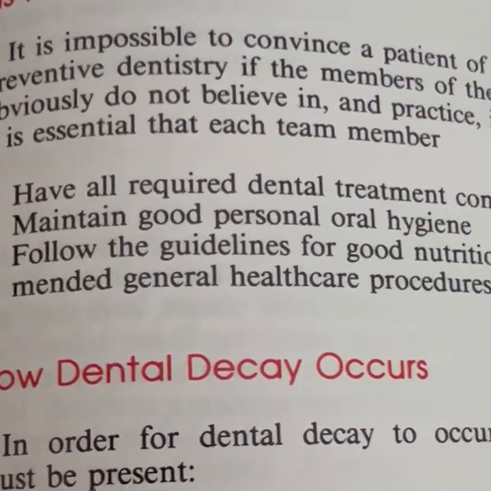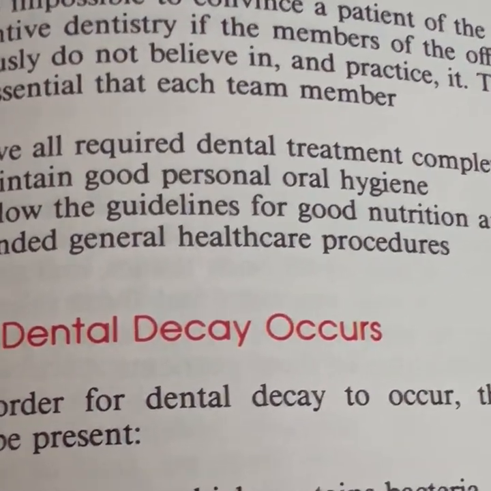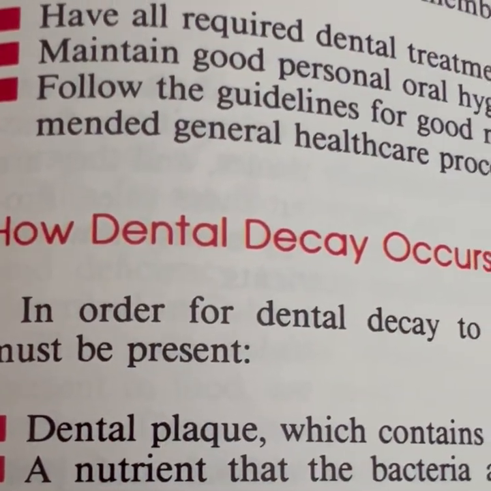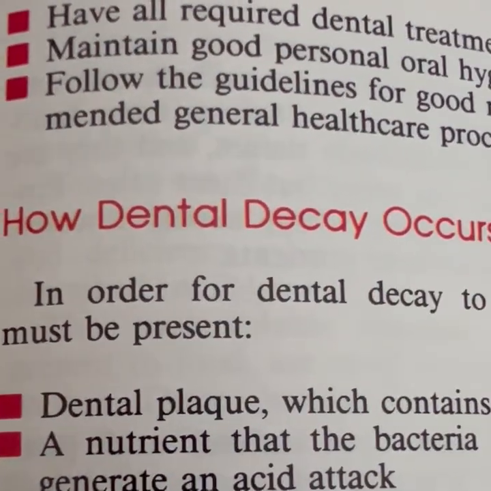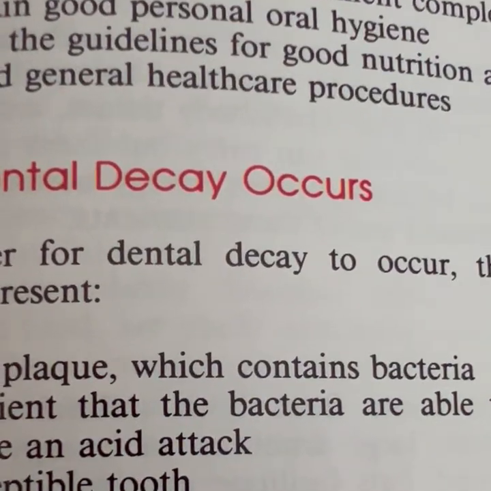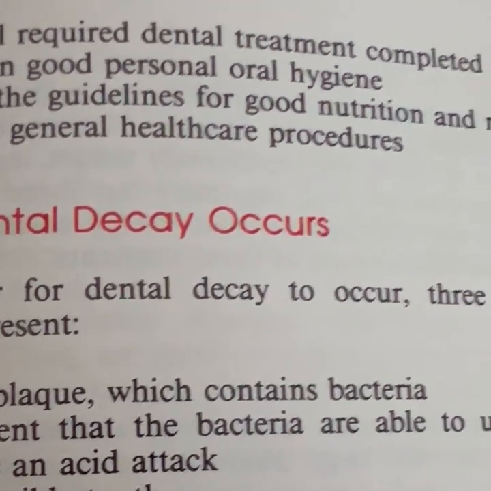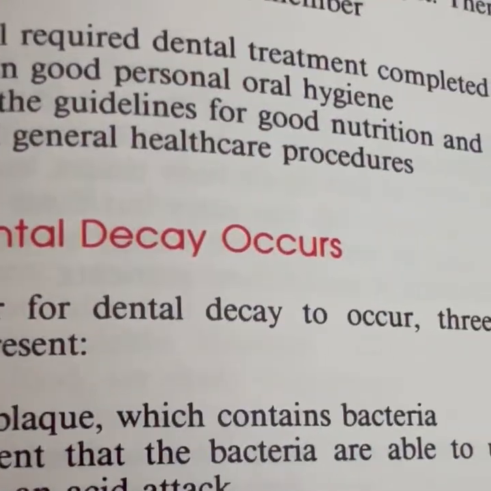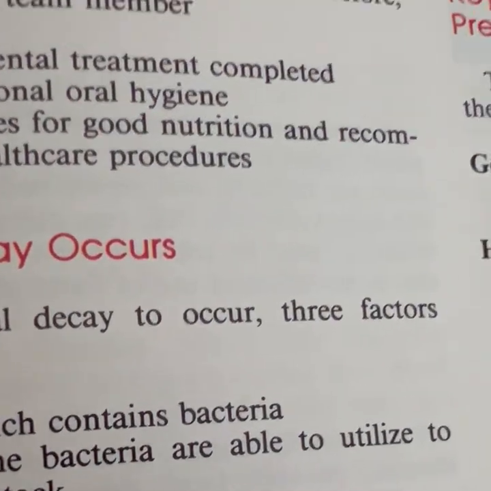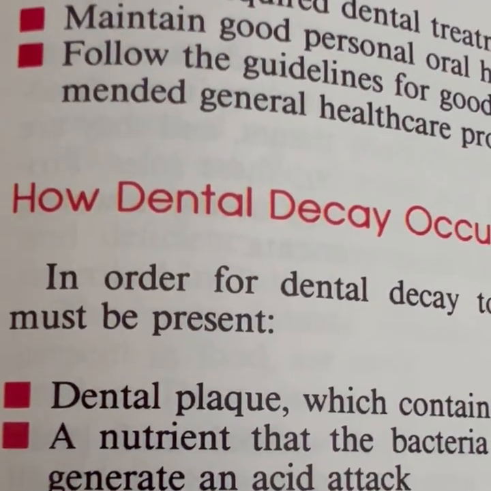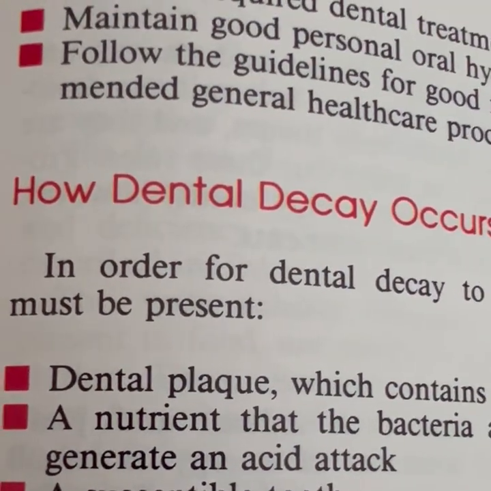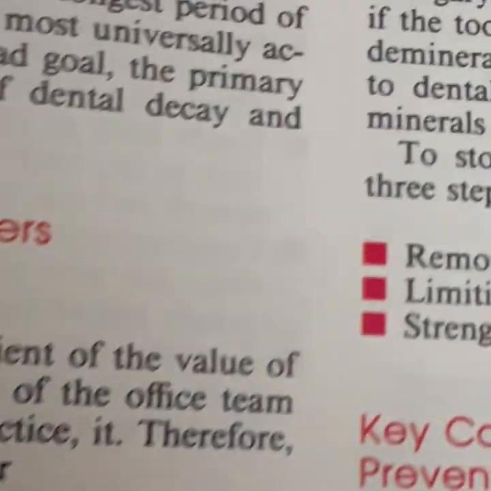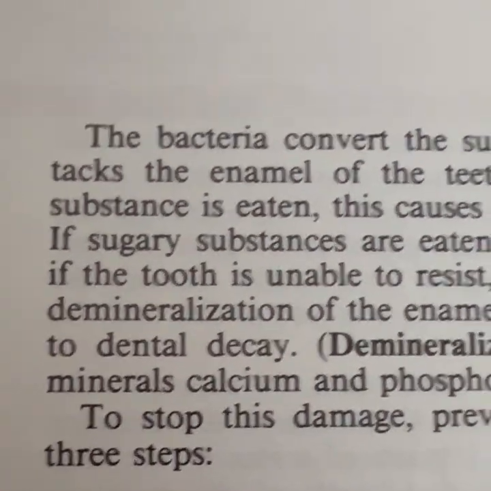It tells you how dental decay occurs. In order for dental decay to occur, 3 factors must be present. 1, dental plaque, which contains bacteria. Remember, we talked about bacteria in the mouth. It's the place that has the most bacteria. 2, the nutrients that the bacteria are able to use to generate an acid attack. 3, a susceptible tooth. So here is this poor little tooth being the one that is getting attacked.